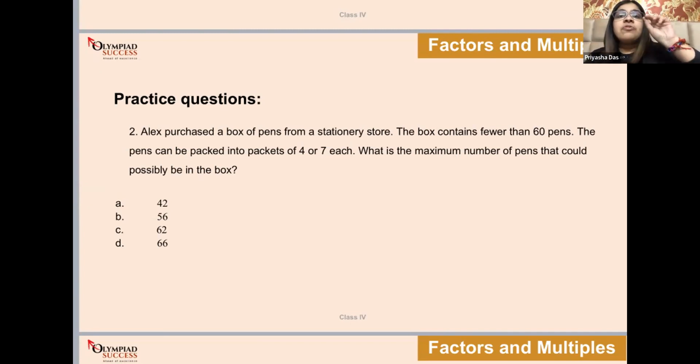So listen, the first thing, everyone should adopt this method, okay? Especially in level 2, it will help you a lot. Everyone will adopt this method and learn this method. The question says, the box contains fewer than 60 pens. Am I right? Yes. Which option is more than 60? Which two options are more than 60? In the chat box, please.